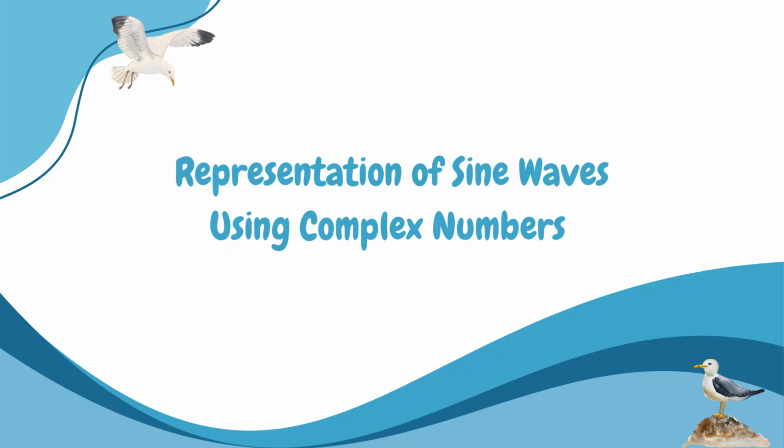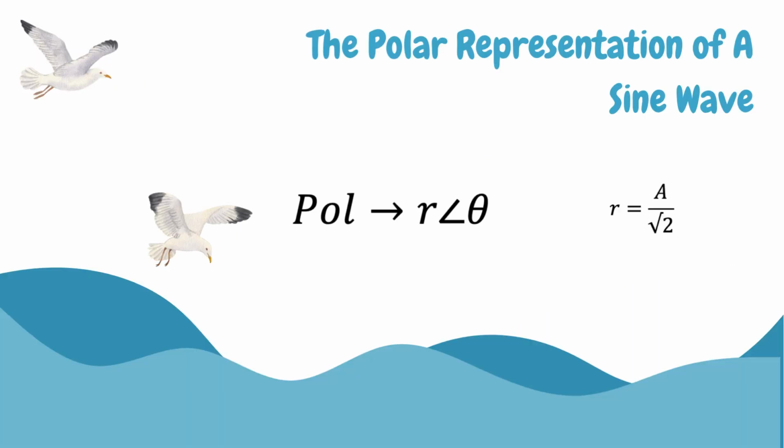Representation of sine waves using complex numbers can be done by converting from general form to polar form, then from polar to rectangular. The polar representation of a sine wave is r angle theta, where r is the magnitude and theta is the direction. To obtain r from the wave's general form, divide the value of A by the square root of 2 to get the RMS value.